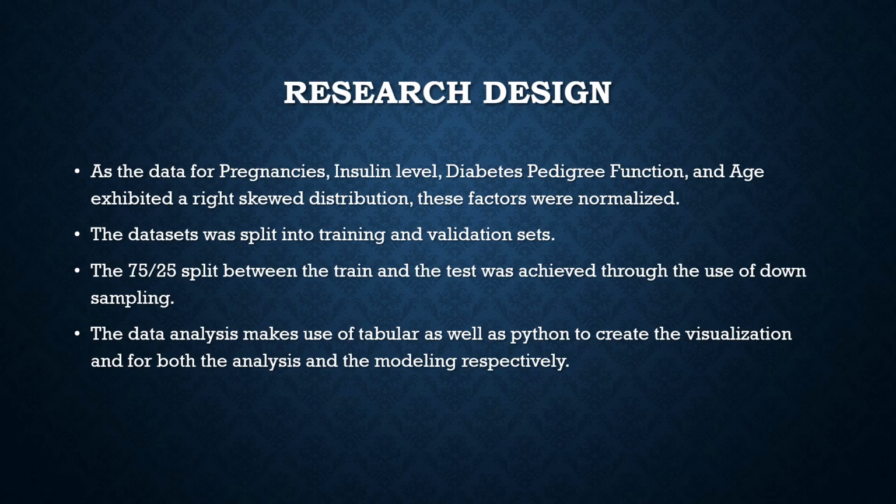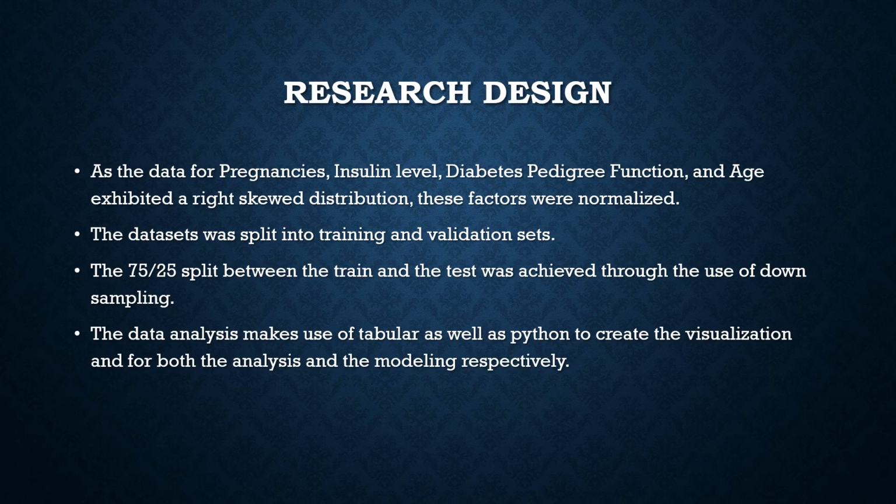As the data of pregnancy, insulin level, diabetes pedigree function, and age exhibited a right-skewed distribution, these factors were normalized. The dataset was split into training and validation sets. A 75 by 25 split between the train and the test was achieved through the use of the downsampling method.